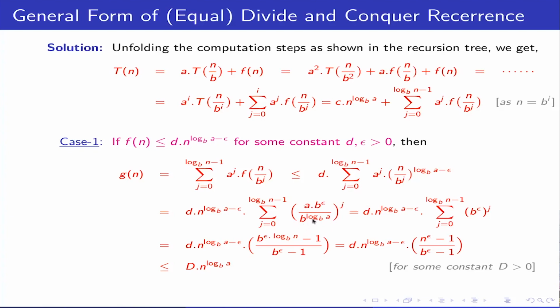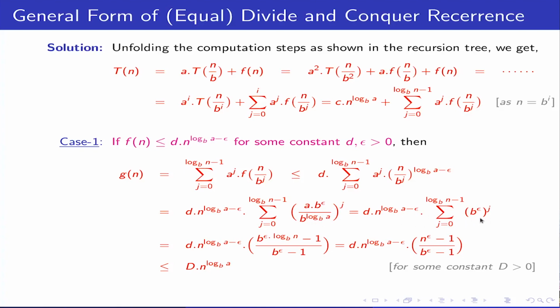What is this term? B to the power log b base a is nothing but a to the power log b base b. B to the power log a base b is nothing but switching a and this b. So it means it becomes a. So this becomes b to the power epsilon j. Only I changed here. The rest of the thing remains the same.